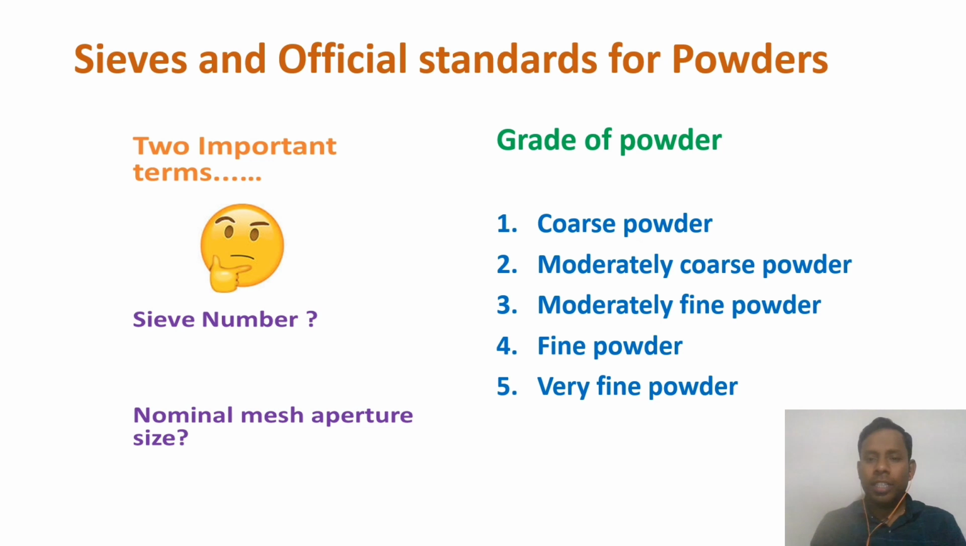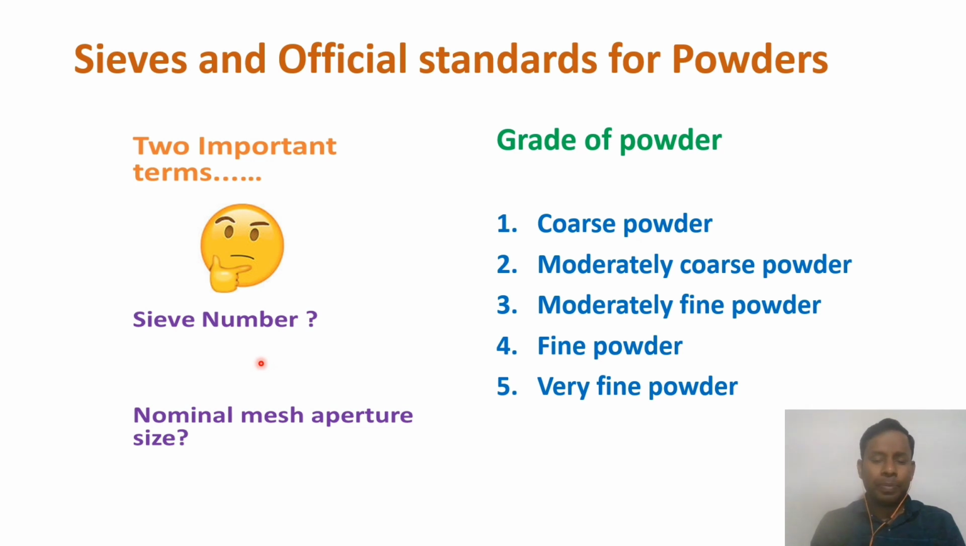There are many standards and grades of powder, which are coarse powder, moderately fine powder and very fine powder. On what basis these powders are categorized, we will discuss. Along with that, I will explain two important terms: what is sieve number and what is nominal mesh aperture size.